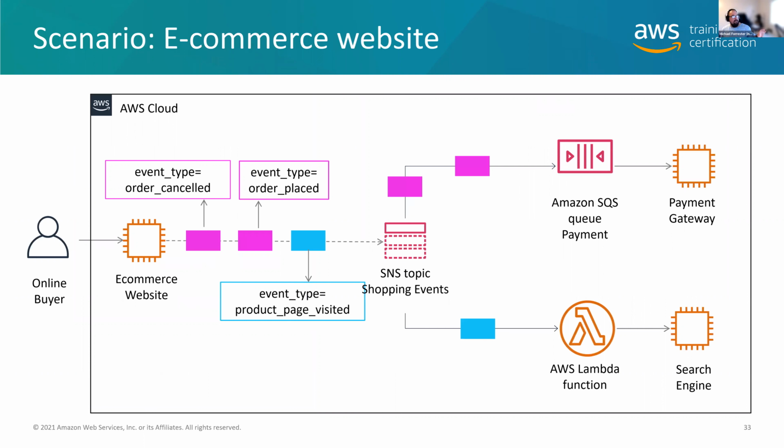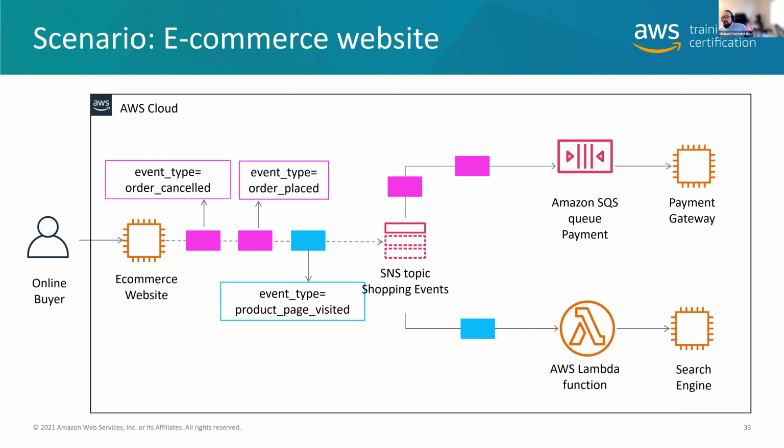So here you got an online buyer and an e-commerce website, basically gets an order placed or maybe an order canceled. And then what happens is that notice the event type equals order canceled, the event type equals order placed, the event type equals product page visited. Notice that depending on what that particular value is set to, you can apply what's known as a filter policy.